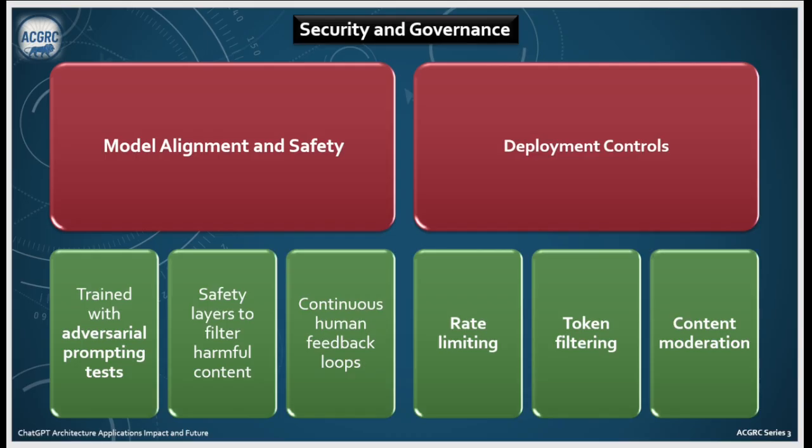Under deployment controls, we have rate limiting, token filtering, and content moderation. Rate limiting. What is it? It's controlling how many times someone can use ChatGPT in a short time. Why it's needed? To prevent overload. Too many requests at once can crash the system. It's also required to stop bad actors from spamming or abusing ChatGPT.